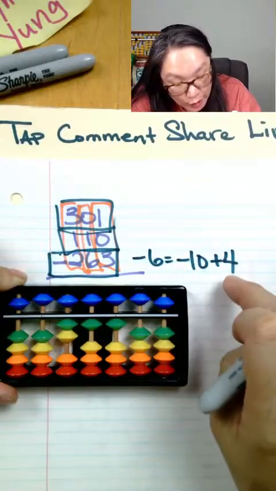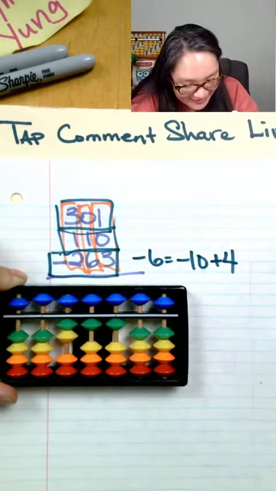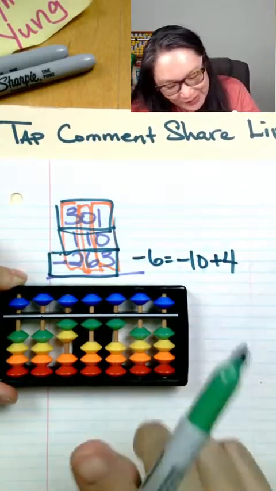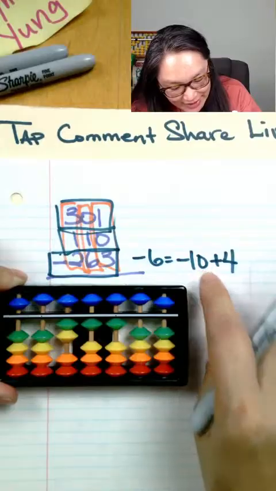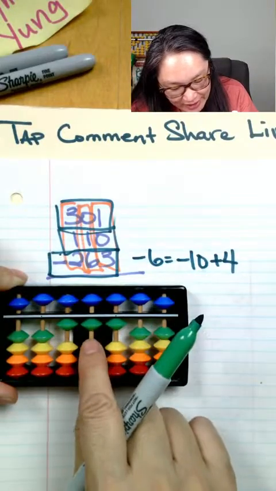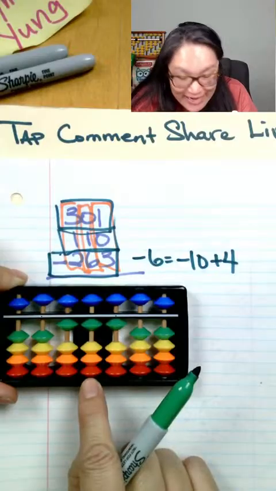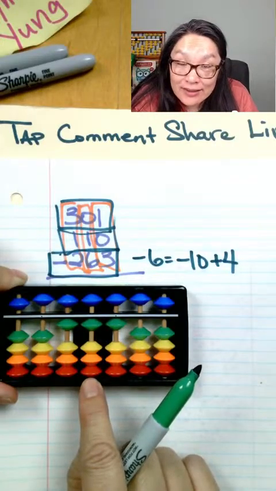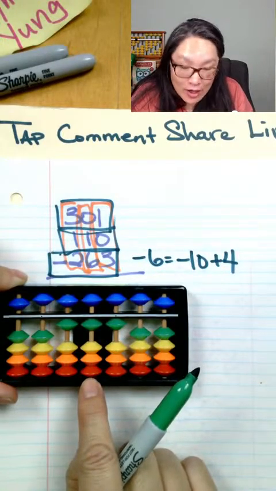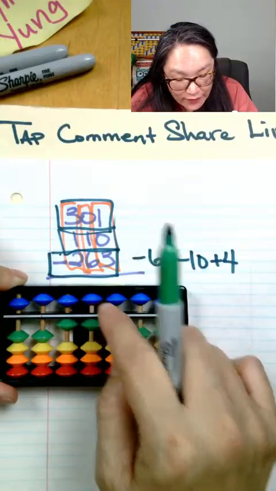Spoiler alert, this is a 2-step problem. This is a 2-step equation. What does that mean? So I'm going to take away the 10. That's what I will do. Now, the thing here is I need to add the 4. Can I add the 4? No, I can't add the 4. But what is another way to add the 4? That's when we know to use the 5.